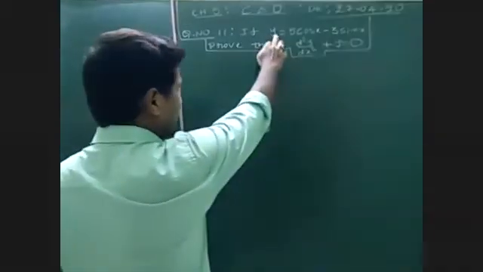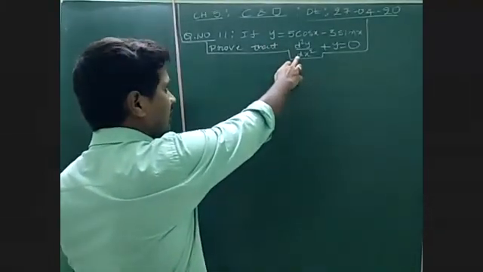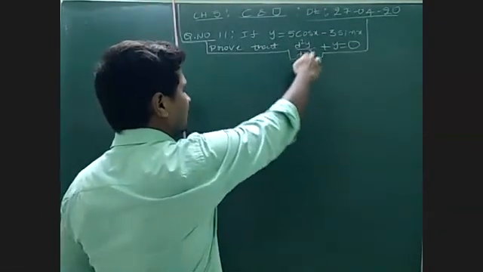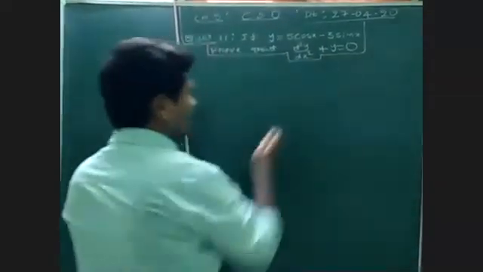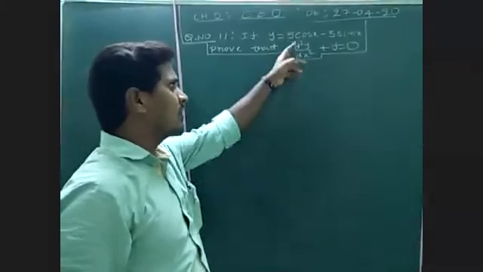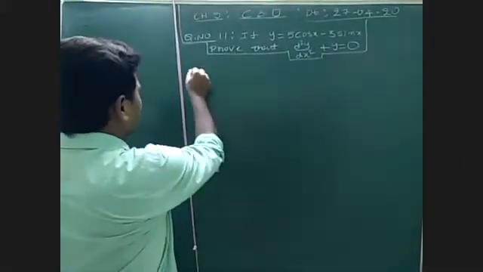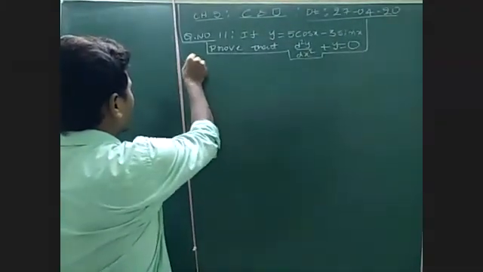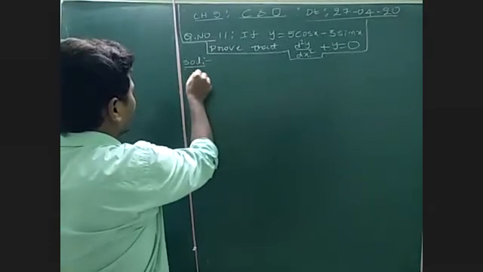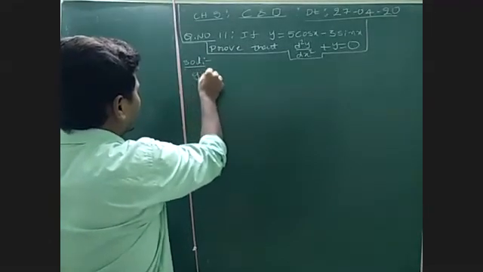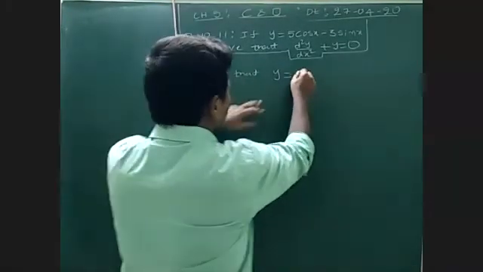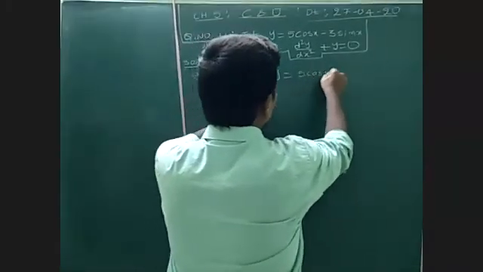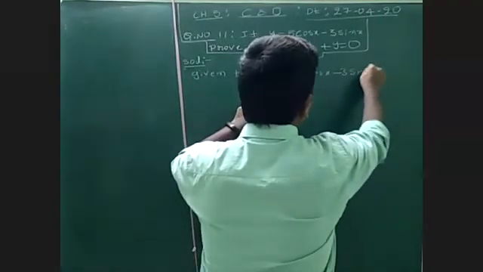Okay. Here y is given. So how many times can we differentiate? Two times. d square, nothing but we need to find dy by dx and d square y by dx square. So in the solution, you have to write the given function: y is equal to 5 cos x minus 3 sin x.